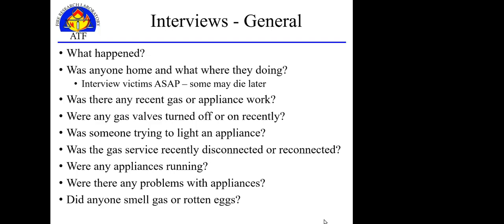Typically, we're worried about, was there any recent work? That's probably the number one thing that causes explosions, is somebody working on the system right up prior to the explosion. Somebody trying to light an appliance where they turned valves on or off recently. Had they recently connected or disconnected the service? What appliances were operating at the time? Were there any problems with those appliances? Did you smell something that you didn't realize was the odorant?